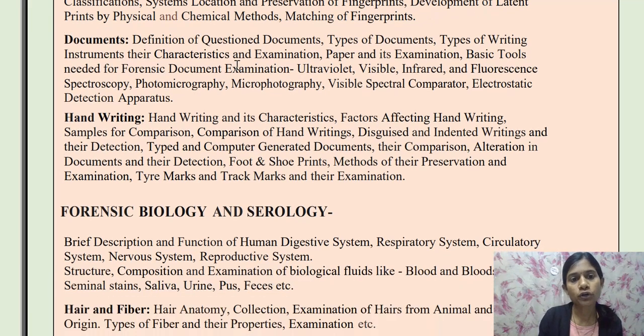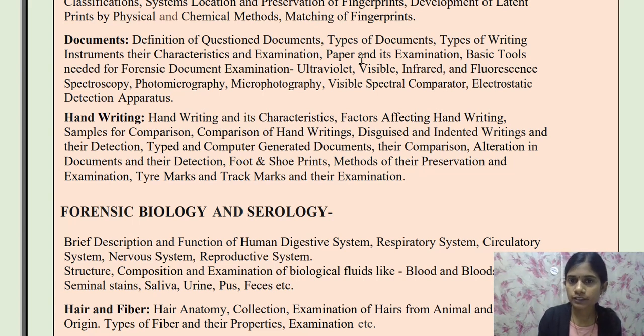Next, coming to documents, questioned documents. In case of questioned documents, we will get suicide notes, blackmail notes, bank cheques, forgery documents, property related documents, which include forgery, and also counterfeited currency, counterfeited credit and debit cards, counterfeited passports. So these are all covered in the documents topic.